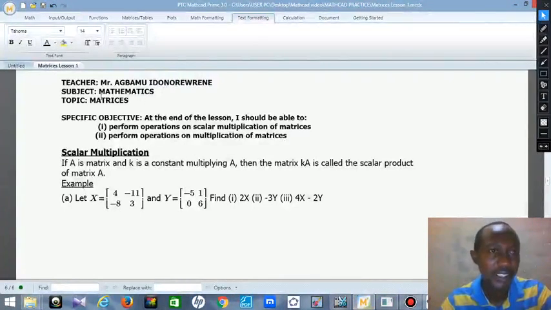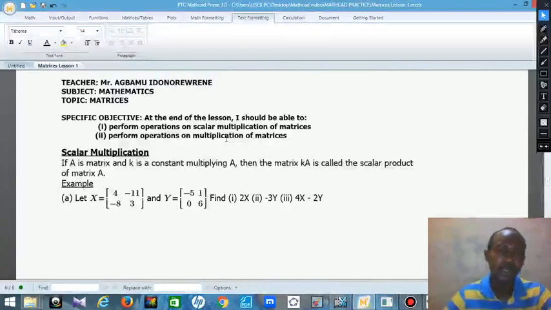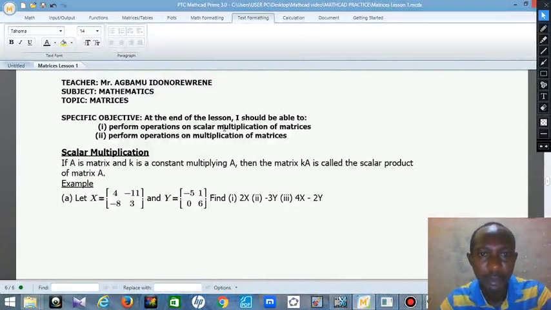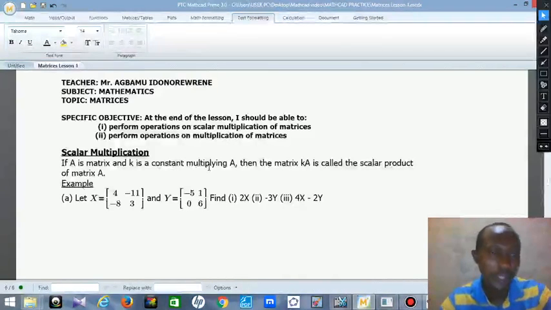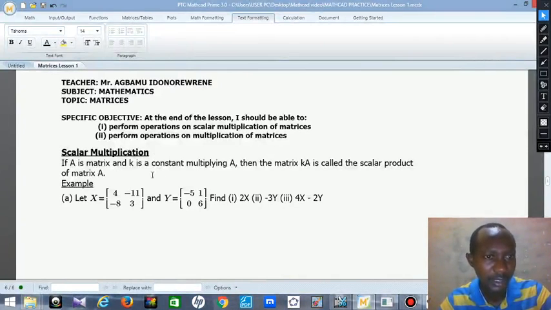I'm here to teach mathematics and I'm going to teach you the topic matrices. In my topic for today, I'm going to focus on these objectives: perform operations on scalar multiplication of matrices, then perform operations on multiplication of matrices. So these are the two aspects of matrices I want to focus on in today's class: scalar multiplication and multiplication of matrices. Okay, let's continue. Now, what is scalar multiplication in matrix?